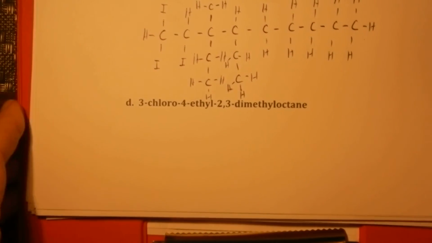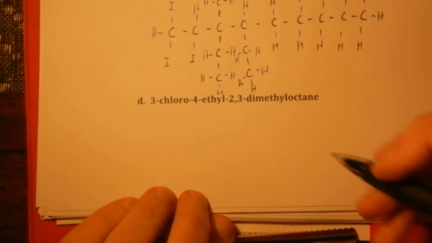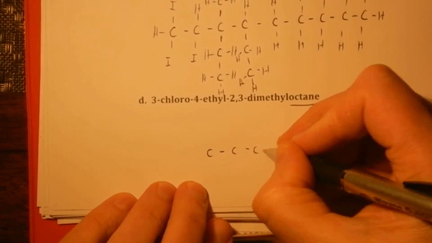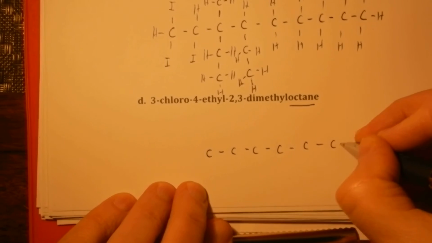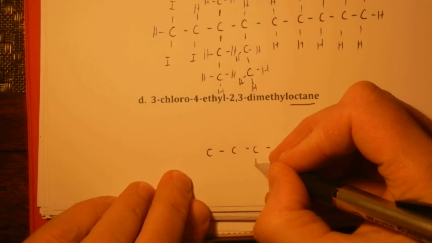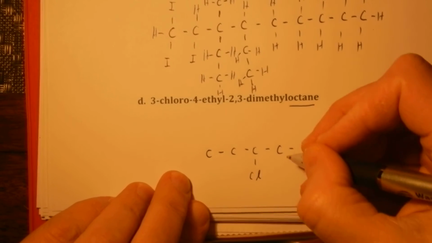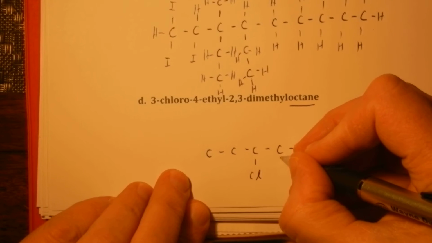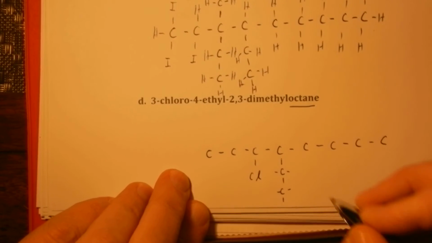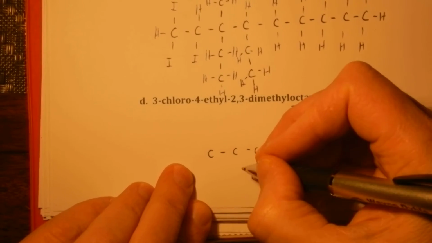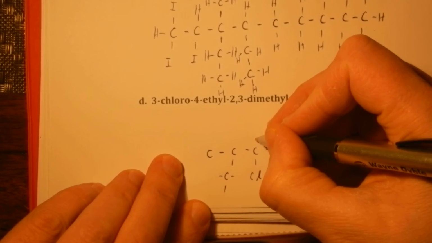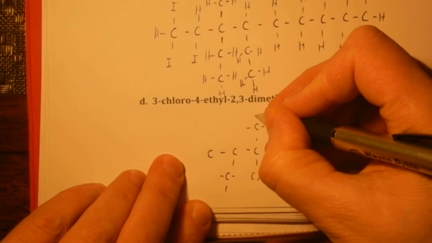And our last one on this page is an octane. So we put 8 carbons in a row. And we see 3 has a chlorine, so we put a chlorine on 3. We have an ethyl on the 4th. And 2,3-dimethyl, and so we've got a methyl here, and we're going to have a methyl here.